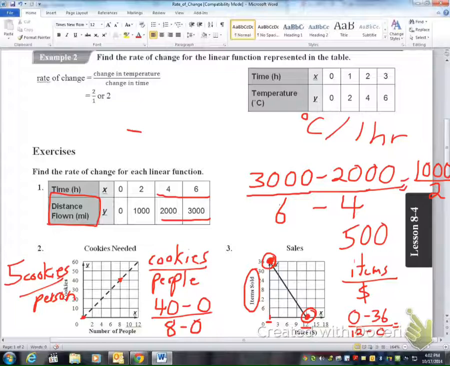So I end up with negative 36 over 12, which simplifies to negative 3. So in this case, we have a negative rate of change because the amount of items sold per dollar is going down.